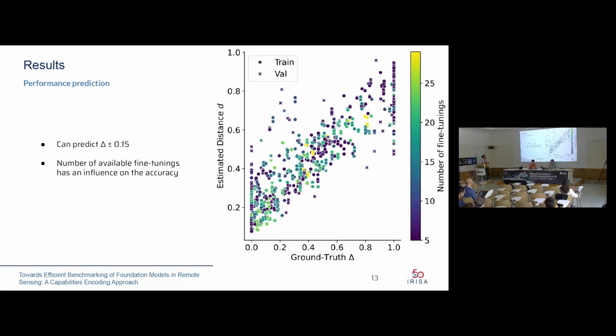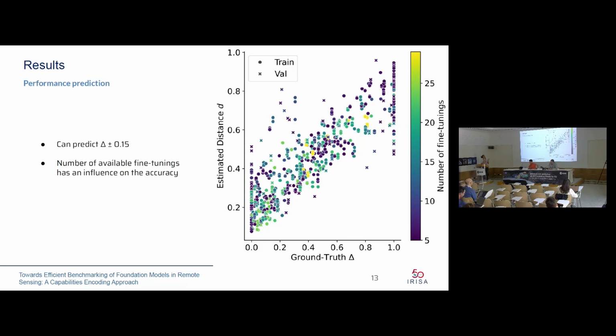Our main objective was to predict the performance of the models. And so this is the result we have. We can predict the relative position in the literature by more or less 15%. And the graph you see on the right is, in the x-axis, the actual position in the literature, so 0 if it's the best method and 1 if it's the worst. And on the y-axis is the distance in the latent space. So we can see there is a clear correlation, so it kind of works. But we have really noisy data.